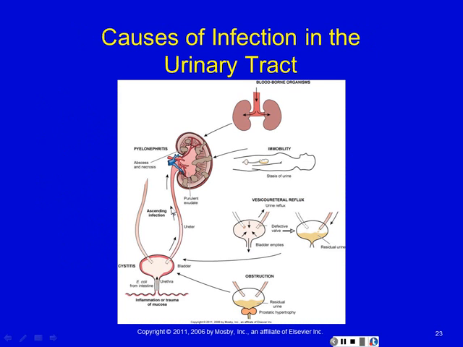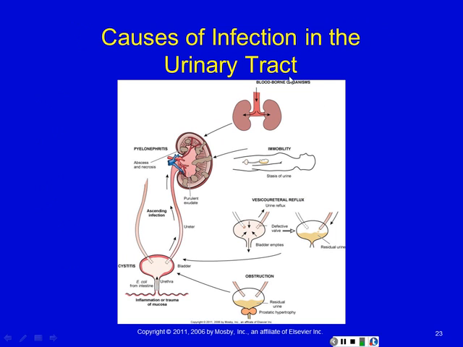All right. So the various causes, most UTIs are ascending. In other words, they come in from the outside through the urethra into the bladder, and then if it's not treated, it starts making its way up into the kidney, and then eventually it can go through the kidney and into the blood. But there's also the opposite path.